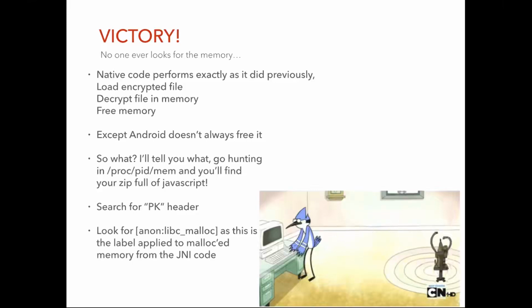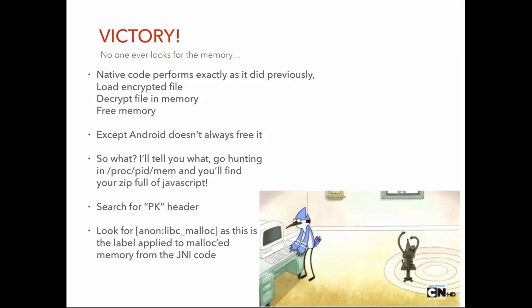And if you go and check out one of my other repositories, there's actually a script that will automate all this for you, where you're basically going to be looking for a memory segment that has been used by malloc and in an anonymous state, and search for a PK header. A PK header will identify that it's a zip, and then you'll actually see the file name next to it.